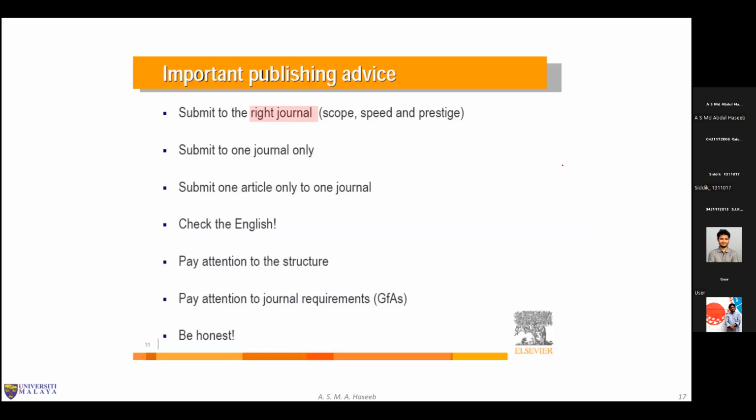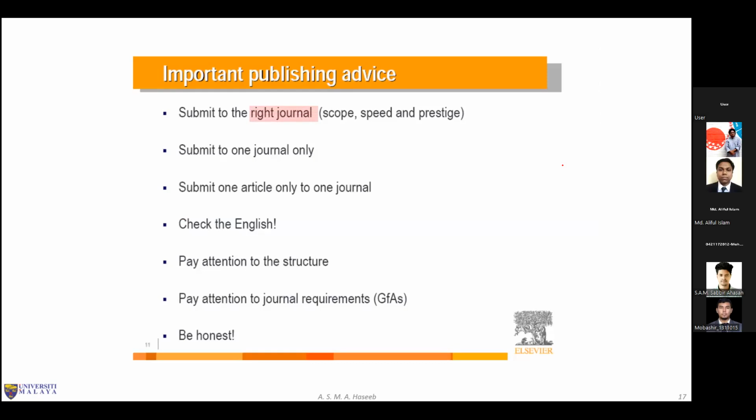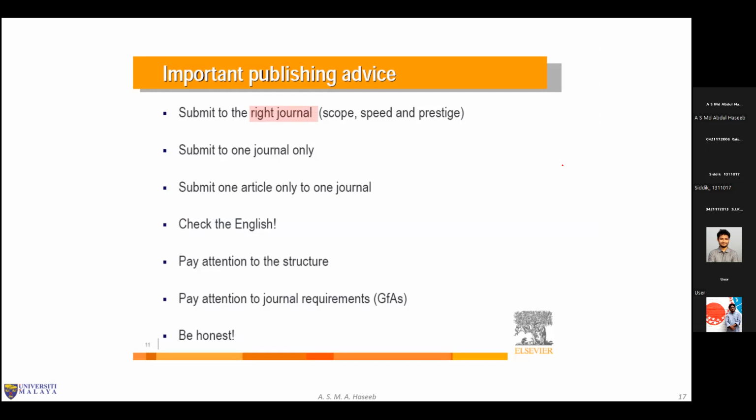So this is the suggestion based on what we have discussed. Elsevier is telling you, submit your paper to the right journal. If you cannot find the right journal, talk with your supervisor and find it. And when you submit your paper, submit it to one journal only. You cannot send your manuscript to more than one journal simultaneously. It's considered to be unethical in research.